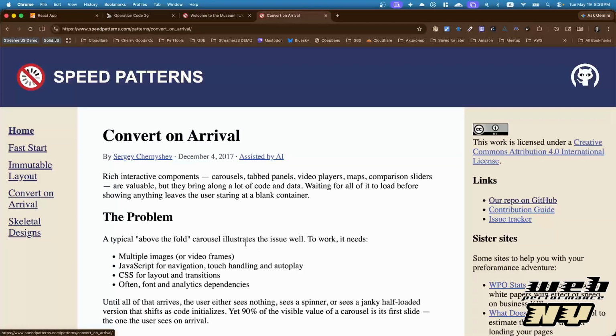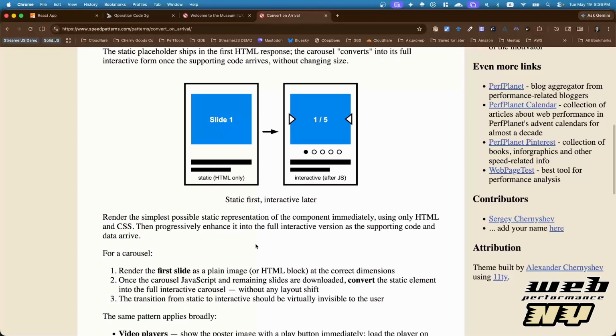Convert on arrival. That's the name I came up with. So, why would load actually shift things around? The first one, you were just loading one image. The other one, you're actually re-rendering the entire component. Your words, not mine. You don't have to re-render.